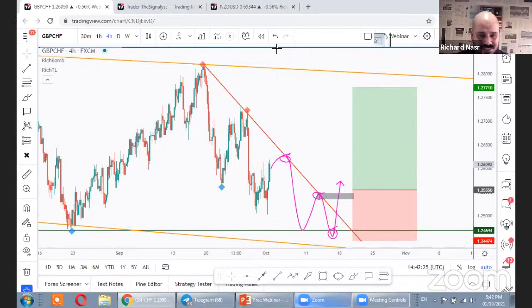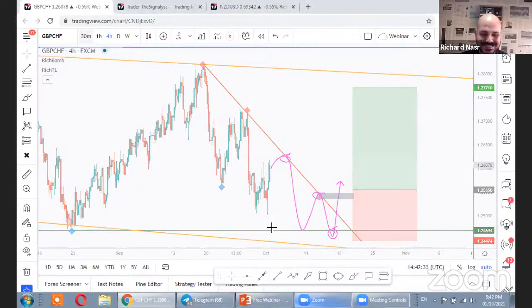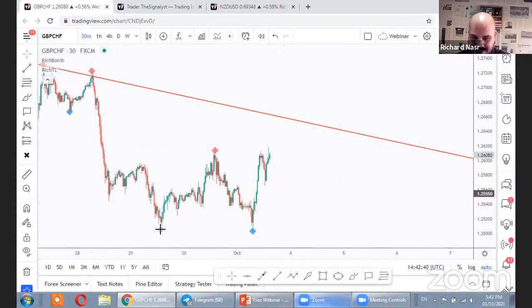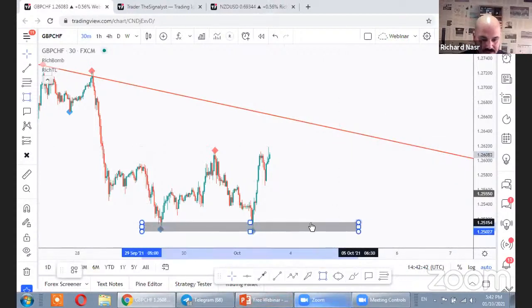Okay, so this is basically, I answered many questions. Let's see, there is the double bottom. Yes, exactly, Darcy. We've got a double bottom. We can see it clearly on the M30 time frame. However, I didn't mention it because here we go.